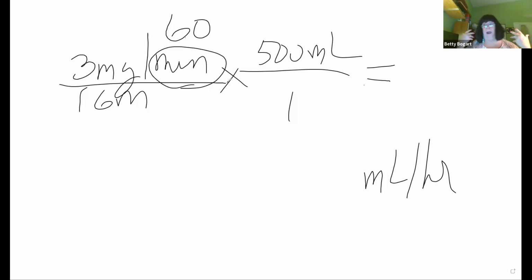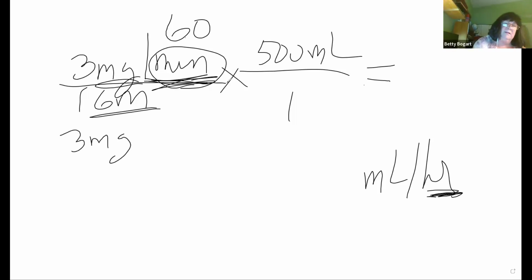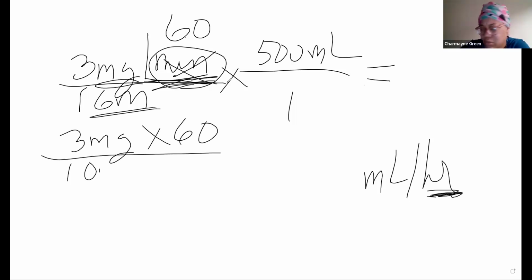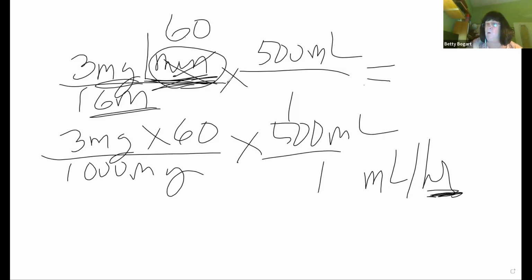If it's 3 milligrams per hour, you do nothing. If it's not an hour, this is apples and oranges. They don't mix, just like milligrams and grams. So if I want to go from grams to milligrams, what do I do? Multiply. Exactly. So 3 milligrams times 60 to make it an hour, get rid of that minute, over 1,000 milligrams times 500 mLs over 1.